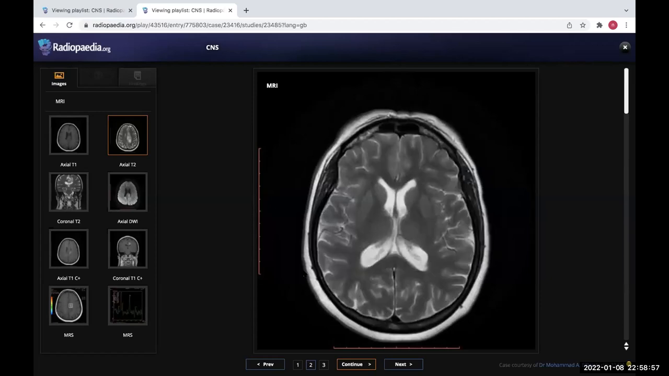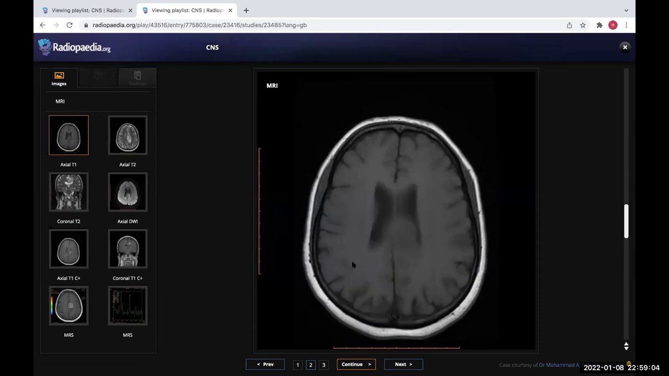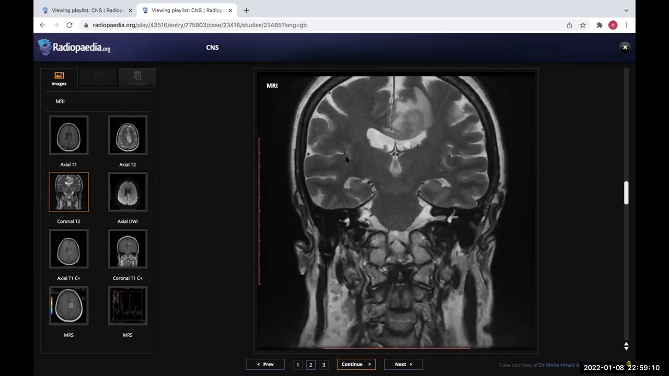I'm scrolling down. Okay, I'm looking at the axial T1. This also seems to involve the splenium of the corpus callosum. I'm going to look at the coronal T2.